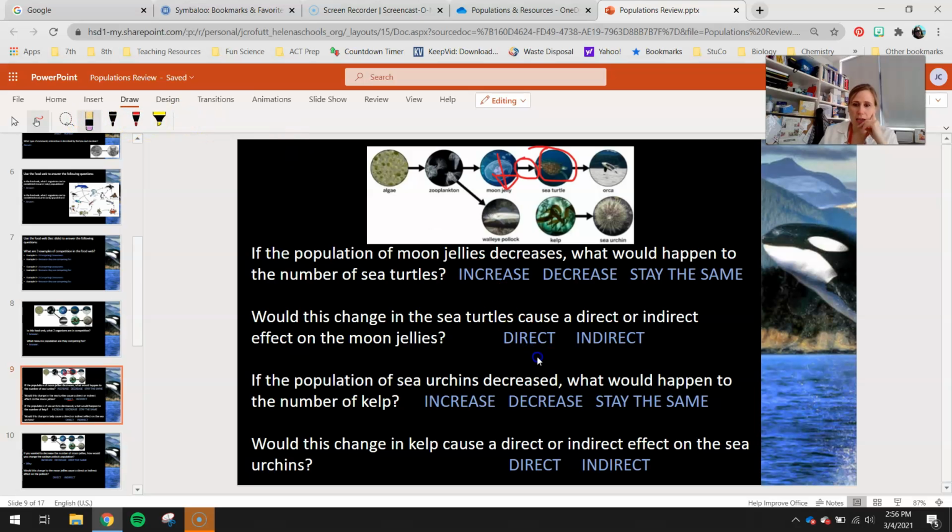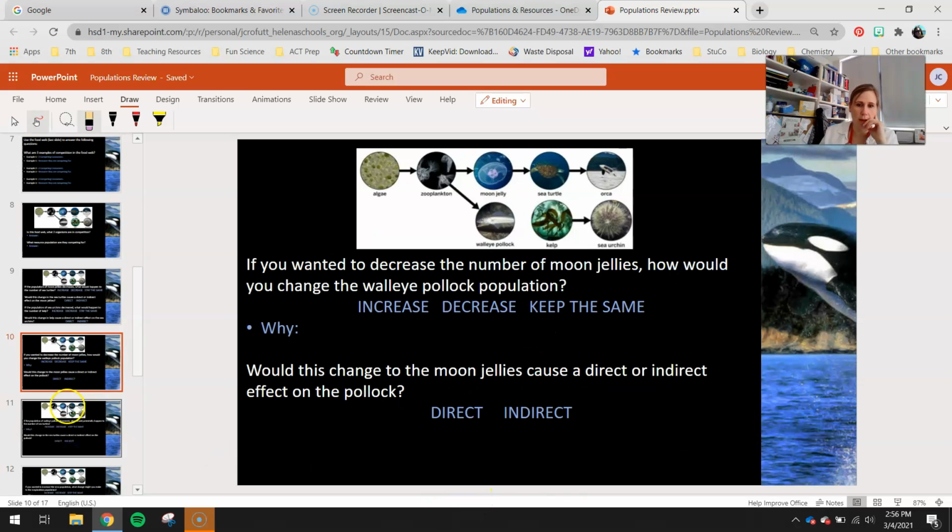Okay, and then if the population of sea urchins, so this is kind of its own little food web over here. If the population of sea urchins decreases, this is normally our consumer, what's going to happen to our kelp? That's a big question mark. There we go. Okay, so again, is that indirect or direct? So use your draw tool for all 4 of these questions here. Nothing to type on that last one.